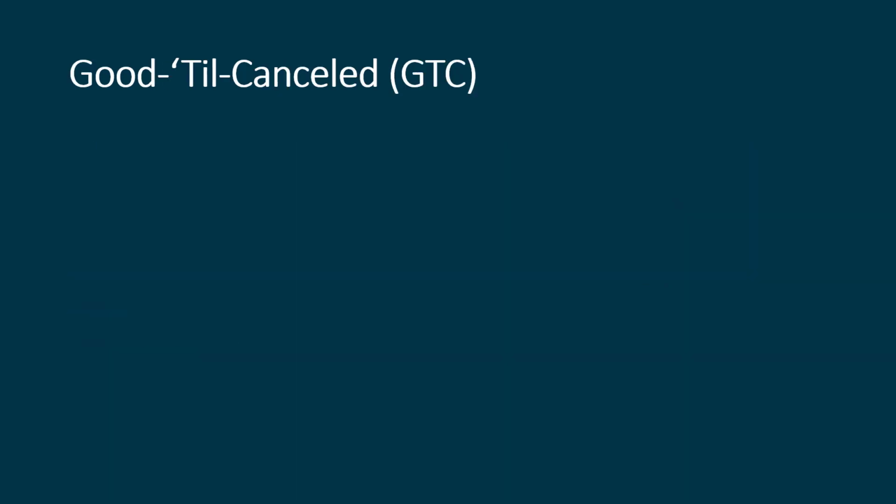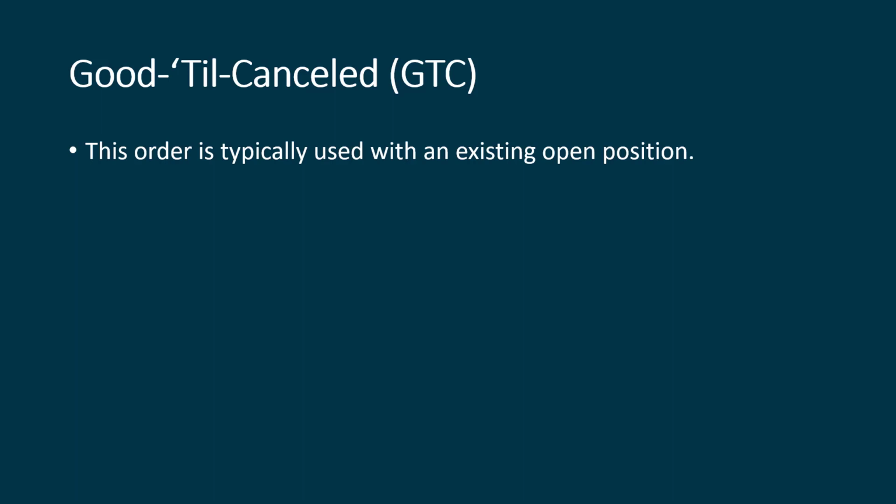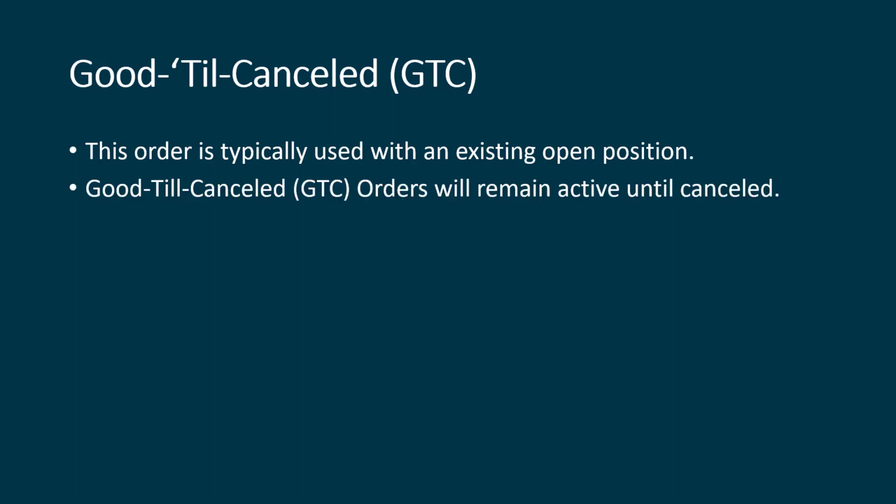Then we have a thing called a good till canceled order, or this is just called a GTC. I know that's a poorly made acronym, but it's what the market uses. The order is typically used when you have an existing position. A good till cancel order will remain active until it's canceled. So you can set it and forget it. You place the order and then you can go away and do the other things that you need to do. And that order is still sitting there, kind of like a stop loss order. And it sits there either to buy or to sell until you come in and actually cancel that order.